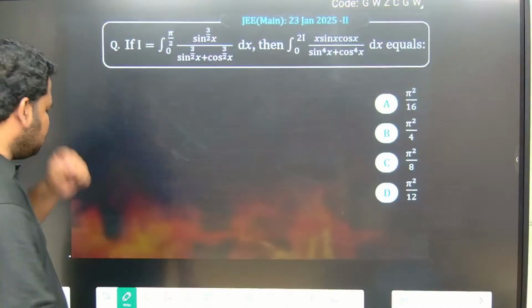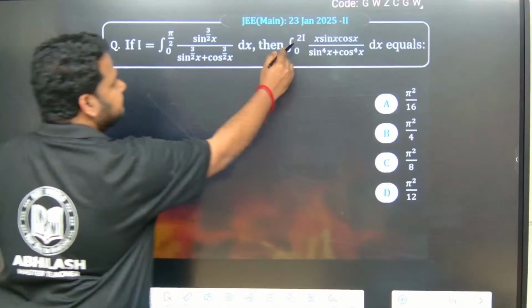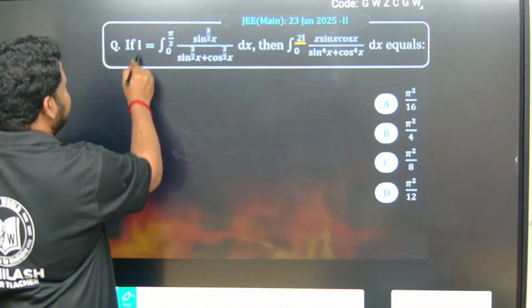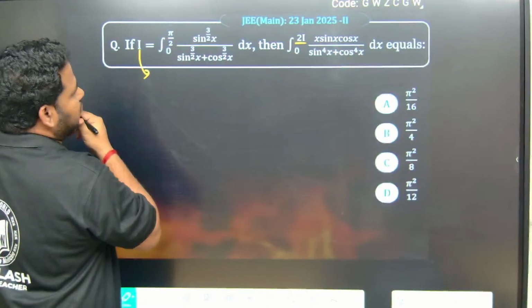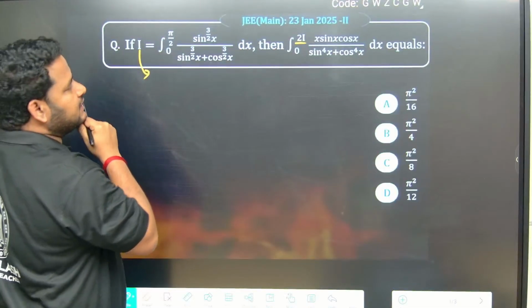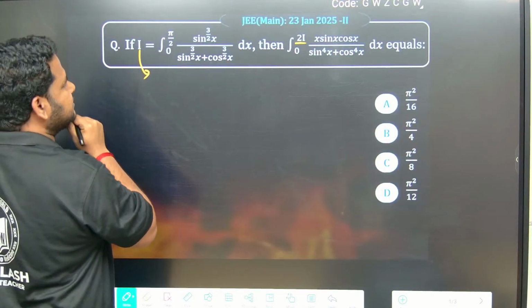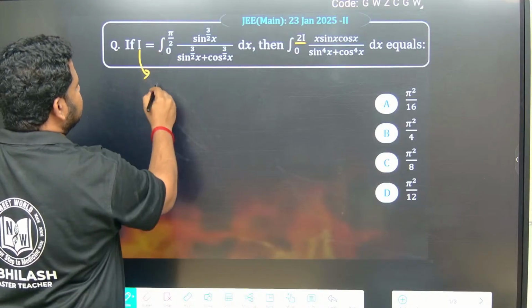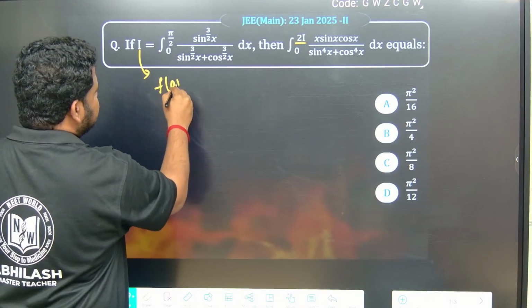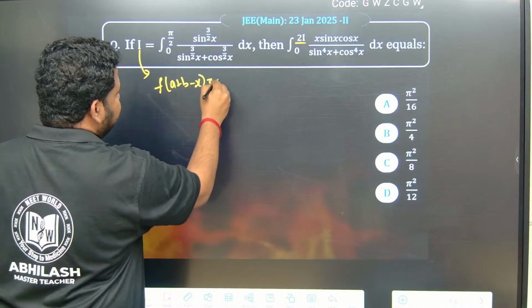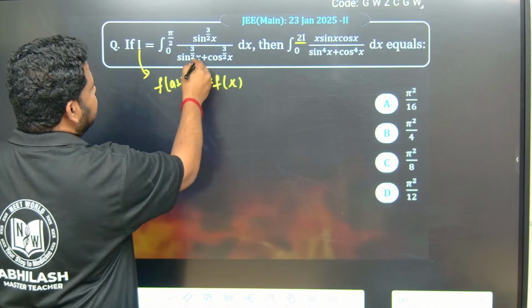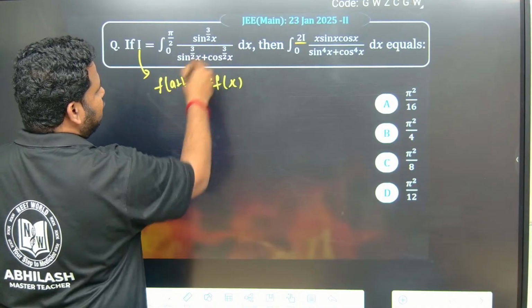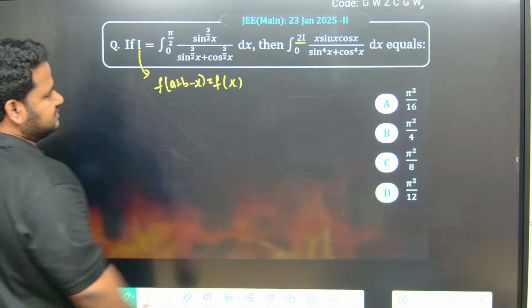Now looking at this question, one thing is for sure: first of all they have given 0 to 2I, that means I should first find I. So looking at this, 0 to pi by 2, definitely I can use the formula f of a plus b minus x is equal to f of x. Correct? F of pi by 2 minus x: sin of pi by 2 minus x is cos, and cos of pi by 2 minus x is sin.